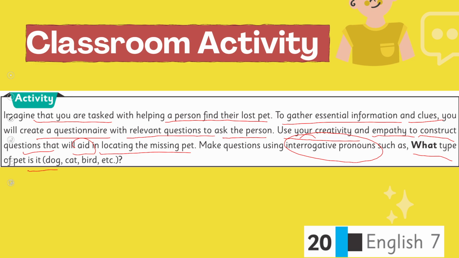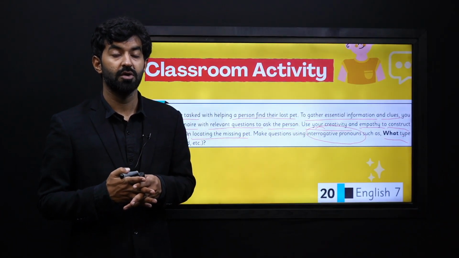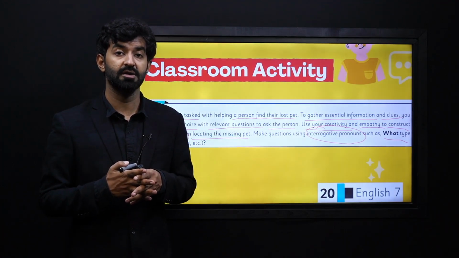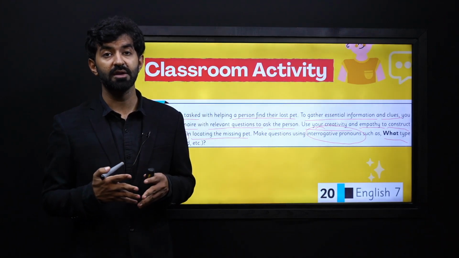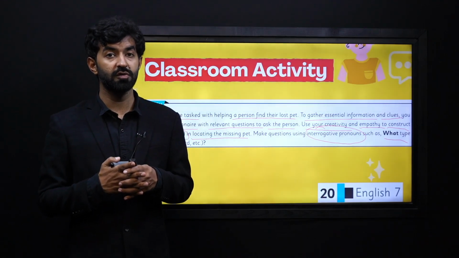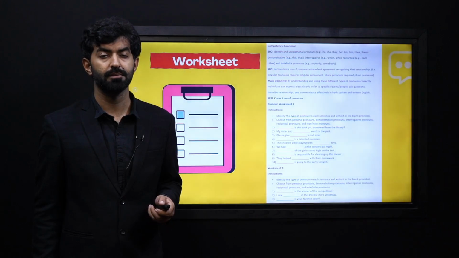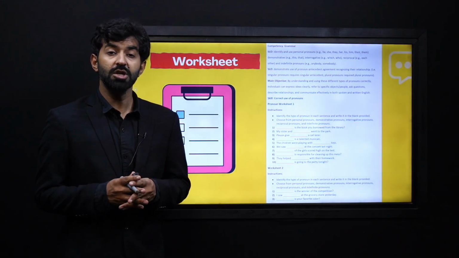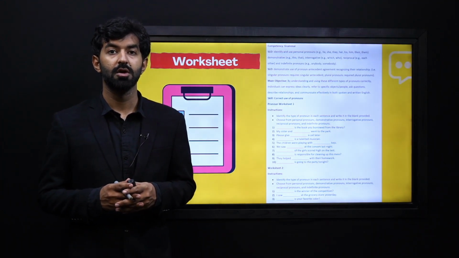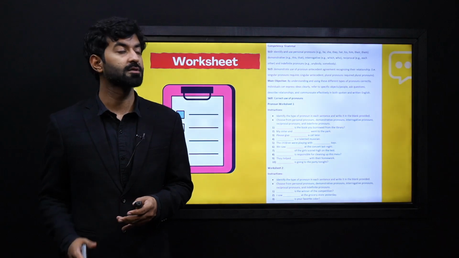Dog, cat, bird, etc. So, if you remember interrogative pronouns, we talked about all the different pronouns which we use in asking questions in interrogative sentences. These kinds of pronouns are our interrogative pronouns. You can use them to solve this classroom activity. Now, here is a worksheet for your understanding. This will be distributed to you by your teacher to put your ideas and put your learning into practice.